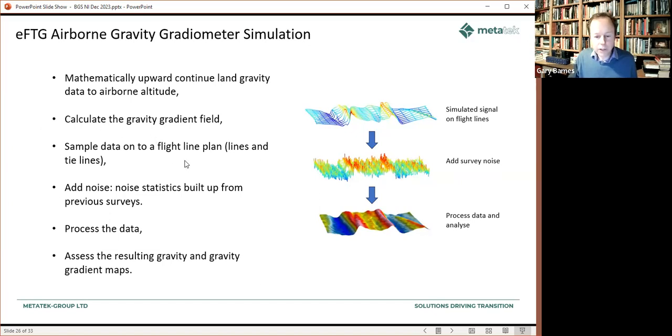Now we sample these signals onto flight line plans, so we can test out different scenarios with different line spacing, and then we add the noise from the instrumentation to these signals, so we represent what the real measurements would look like. And then we process the data and do some simple gridding and assess the resultant gravity and gravity gradient maps.